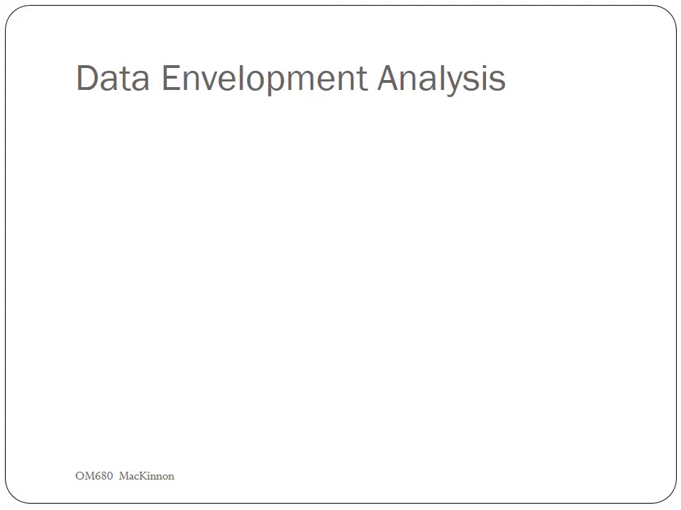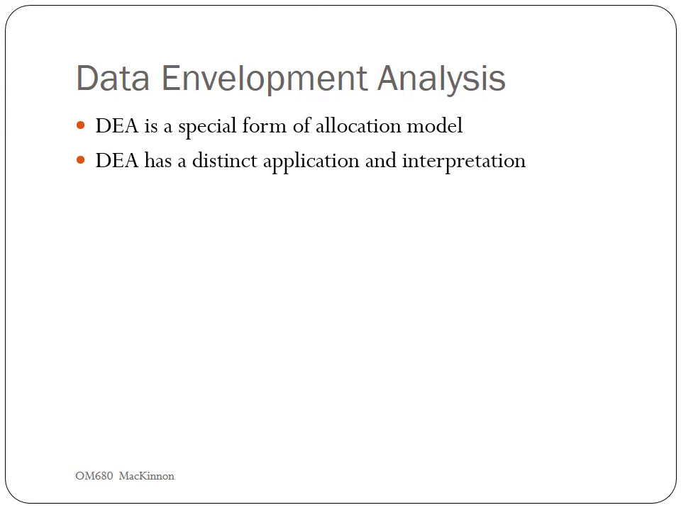All right, so what is data envelopment analysis, or DEA as we will call it from here on out? Well, for one thing, it is a special form of the allocation model. We've already seen the allocation model in previous chapters concerning linear programming, where we allocate resources to specific tasks or processes. It has a distinct application and interpretation. It's actually a method that has a narrow range of uses.